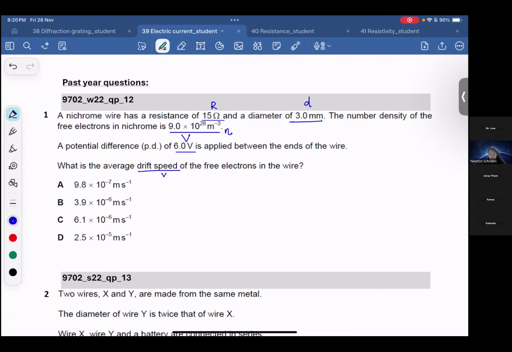They don't give you the I. We are going to use the formula I equals ANVQ. Okay, they didn't give us the area also. Then how should you do? Don't forget the area. Area is pi d squared over 4. So you have the d, do the substitution, and using this formula, can you do the calculation and tell me your answer for v, the speed? Do your calculation right now.